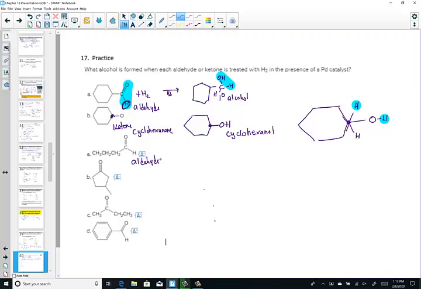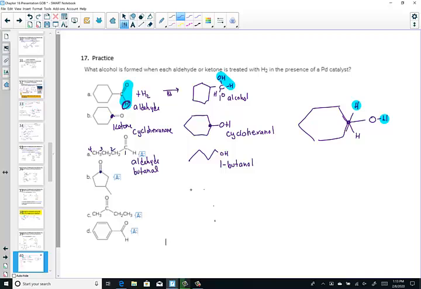Here we have an aldehyde. Aldehydes convert back into primary alcohols. 1, 2, 3, 4 carbon chain. The fourth carbon leads to an alcohol, a primary alcohol. This would be called 1-butanol. Here, this would be butanal.